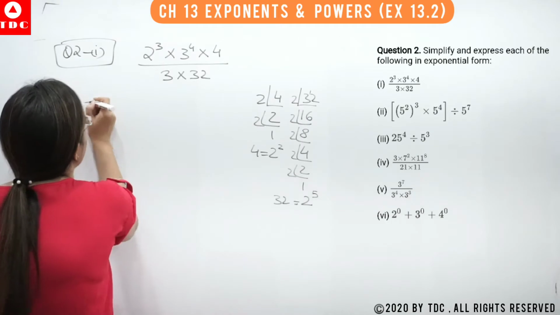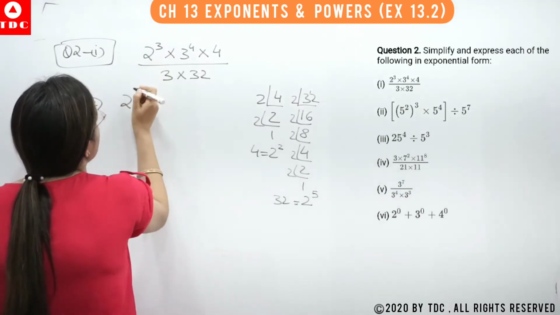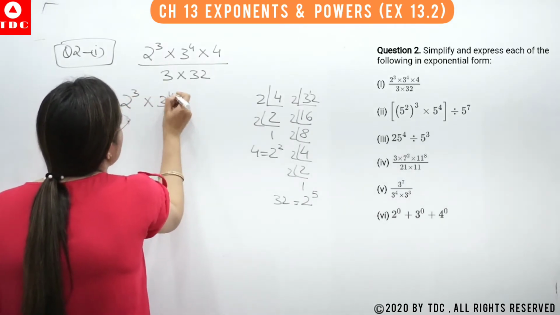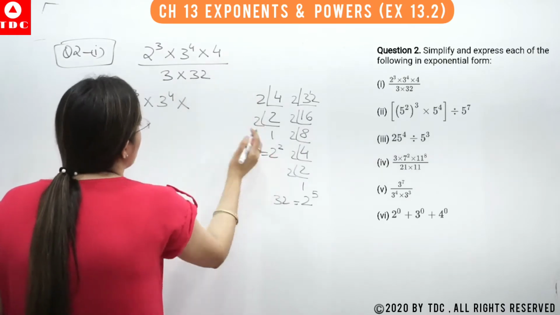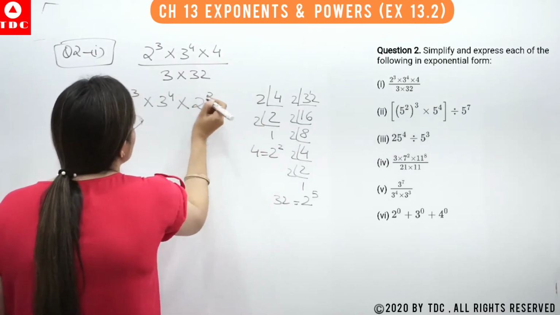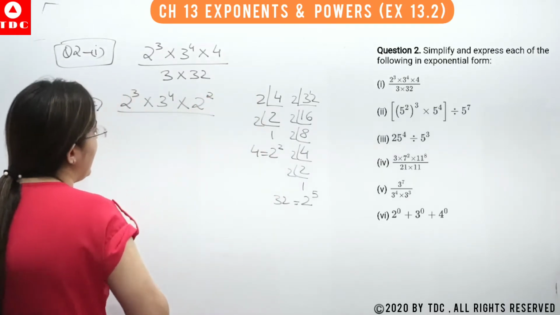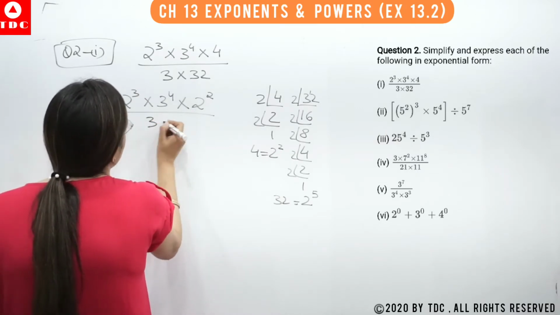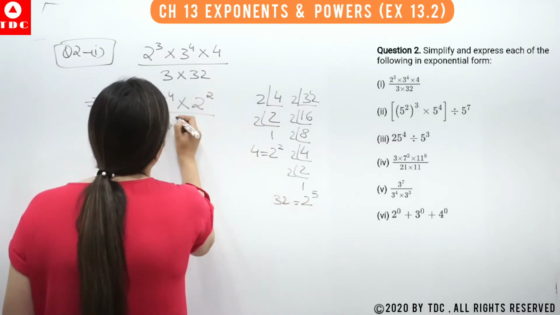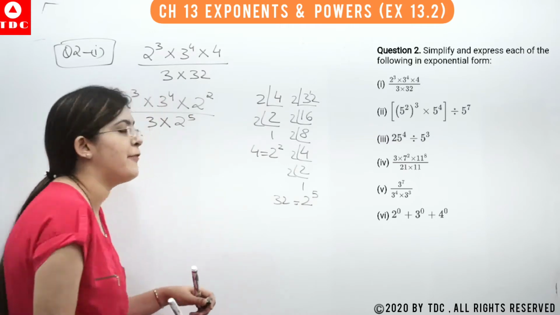So what we will write? This number would be same, second would be same. In place of 4, what we will write? 2 to the power 2. Then here 3 will be same. In place of 32, what we will write? 2 to the power 5.